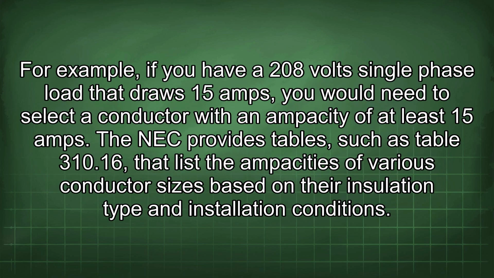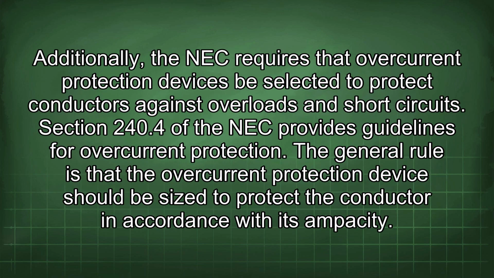For example, if you have a 208 volt single-phase load that draws 15 amps, you would need to select a conductor with an ampacity of at least 15 amps. The NEC provides tables such as Table 310.16 that list the ampacities of various conductor sizes based on their insulation type and installation conditions. Additionally, the NEC requires that overcurrent protection devices be selected to protect conductors against overloads and short circuits. Section 240.4 of the NEC provides guidelines for overcurrent protection.